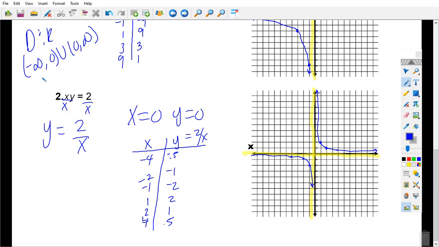Okay. And again, the domain and range is still going to be the same. All right. Are we done? We're done with that.